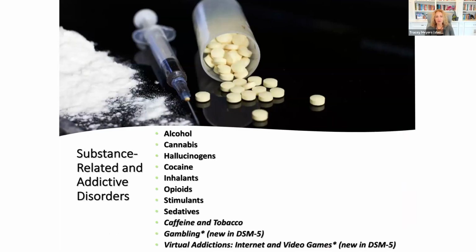These are the specific substance-related addictive disorders: alcohol, cannabis, hallucinogens, cocaine, inhalants, opioids, stimulants, sedatives, caffeine, and tobacco. And then new in the DSM-5, gambling and virtual addictions. DSM-5 came out in 2013 and included these two.